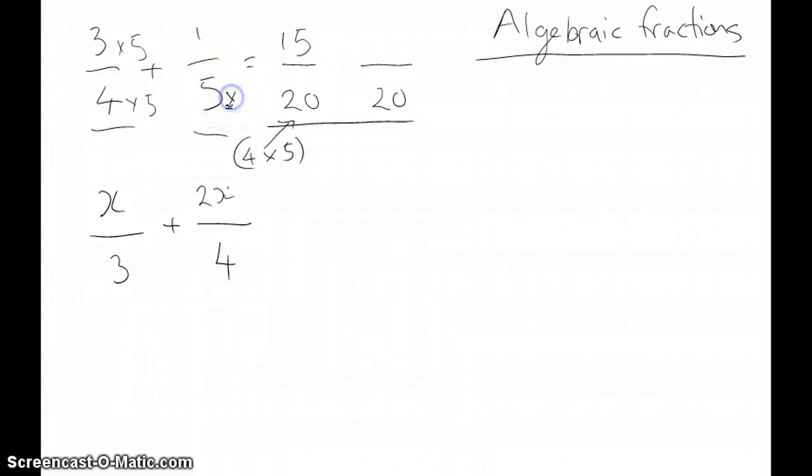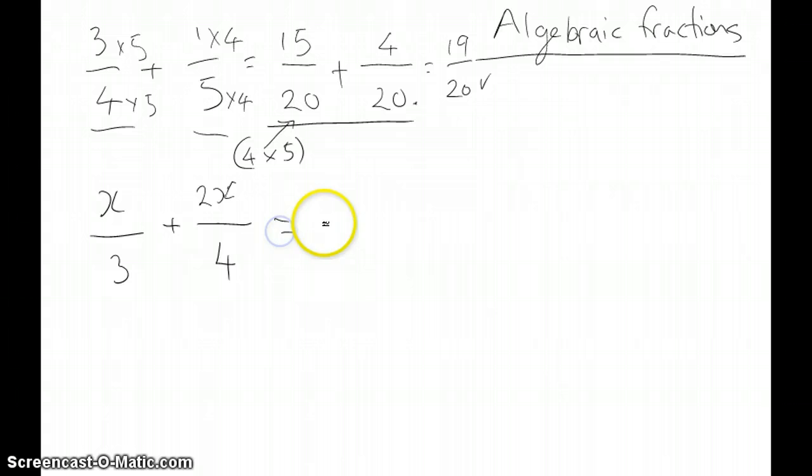Over here, I multiplied the 5 by 4 to get 20. I therefore must multiply the top by 4. And 1 times 4 is 4. Okay? Now I can just add along the top line and get 19/20. That's number 1. We're working with algebra now, so in other words, you'll see letters in the formula.